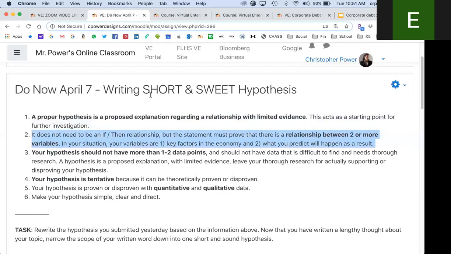It does not need to be an if-then relationship, but the statement must prove that there is a relationship between 2 or more variables. In your situation, your variables are 1, key factors in the economy, and 2, what you predict will happen as a result.